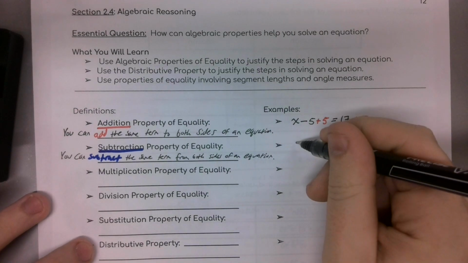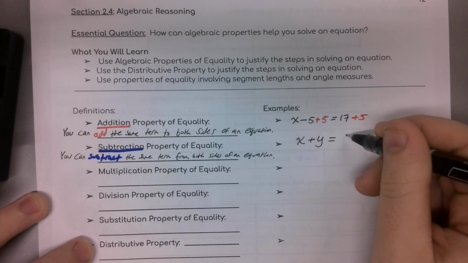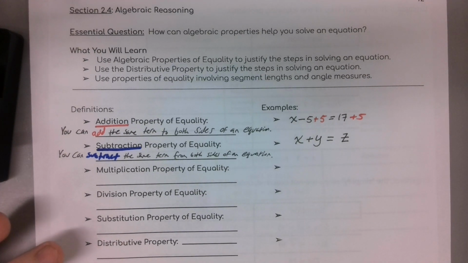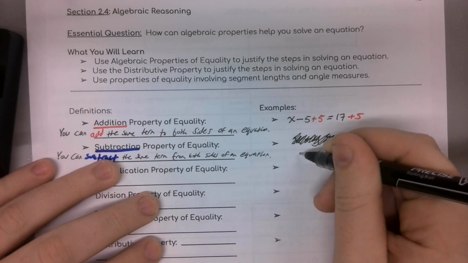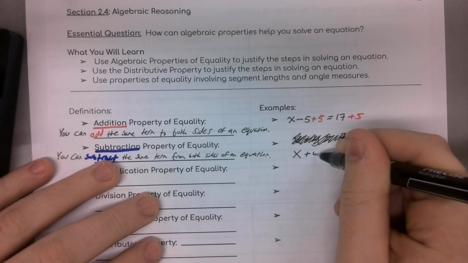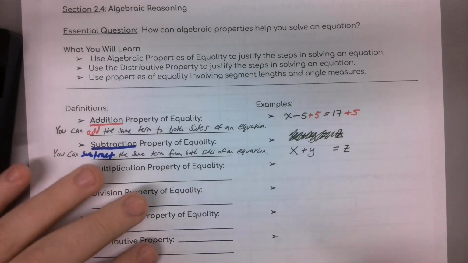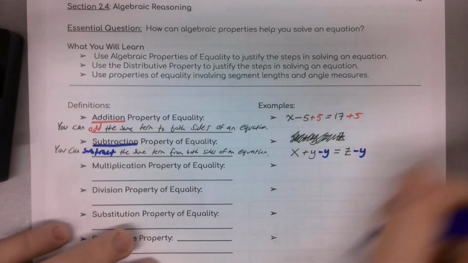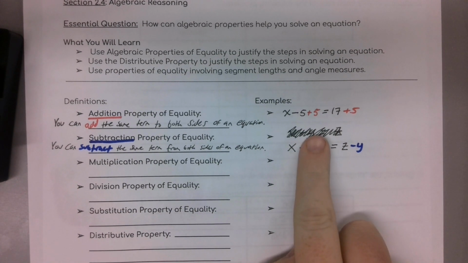So maybe I gave you the problem x plus y equals z. Actually, let me write this out slightly differently. I didn't say that it had to just be numbers. This property works for any term in an equation. Keep that in mind. So, for instance, if I wanted to get x by itself, I could just subtract y from both sides. What would my answer be? Well, y minus y cancels out, so our answer is x equals z minus y.